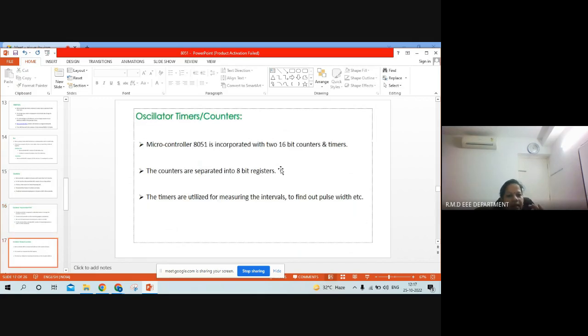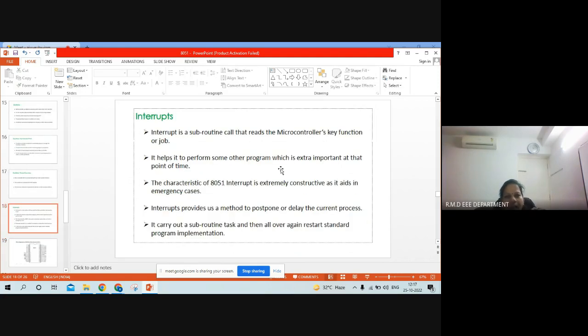In this, for the timers and counters, there are two separate counters, and these are used for measuring intervals to find the required pulse width of the required operation. And there is an interrupt, which is nothing but a subroutine that requires the microcontroller to execute its requirement. It helps us perform some other program whenever the processor is carrying on its own duty, and the interrupt provides us a method to postpone or delay the current process.